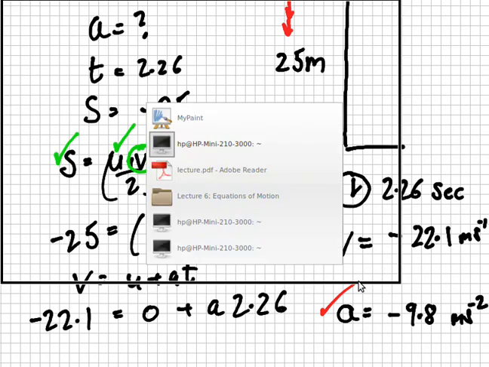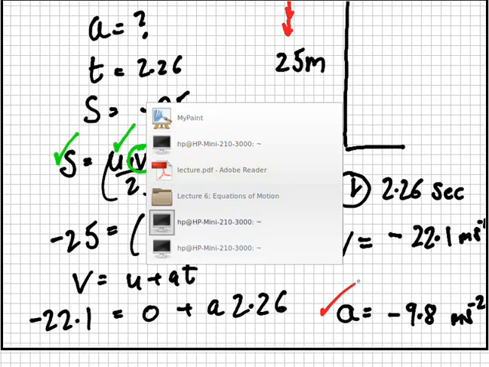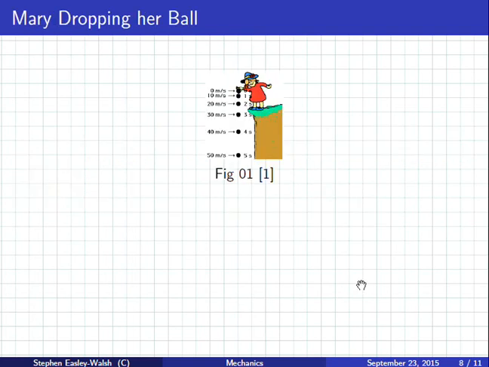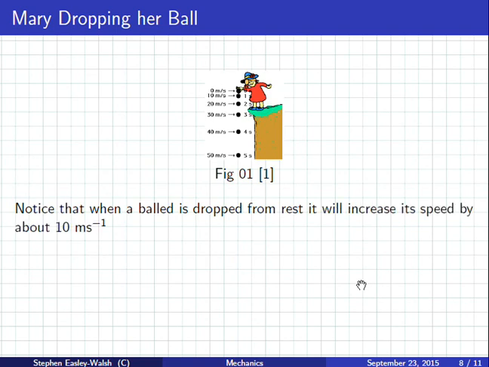Okay, next one. Here's Mary dropping her balls in the building. Notice how the distance between each second is increasing. Well, of course it is, because it's getting faster and faster. Notice when the ball is dropped from rest, it will increase its speed by about 10 meters per second each second.